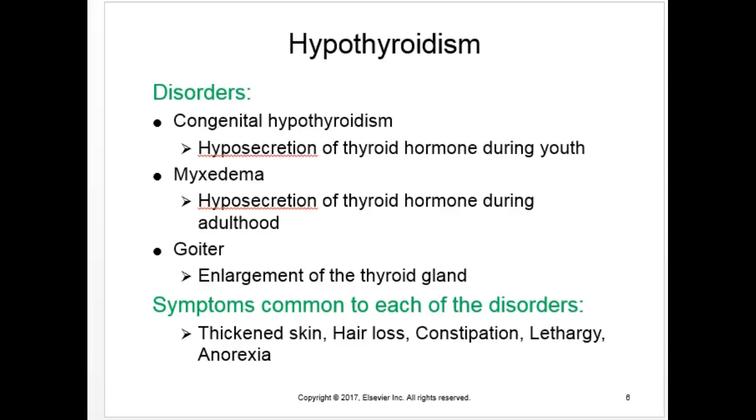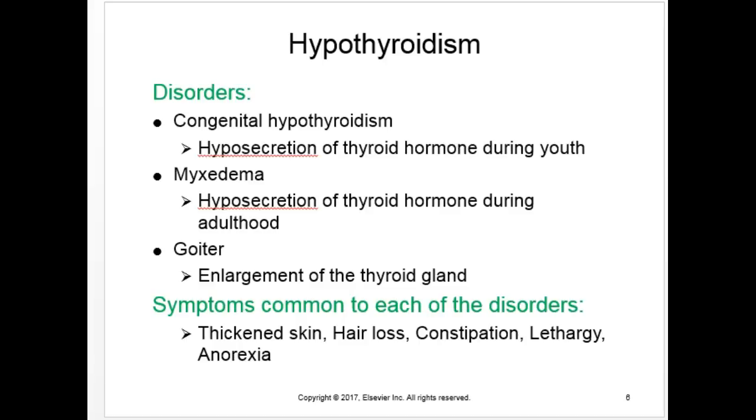Okay, hypothyroidism. So there's all kinds of disorders that cause hypothyroidism. You could have congenital, which means you're not secreting enough when you're young. So your metabolism is low, your growth is slow, your sexual development is slow. You might even be mentally impaired, and it could be because of hypothyroidism. And if your metabolic rate is low, you're going to be overweight, most likely, unless they caught it and they're giving you medication.